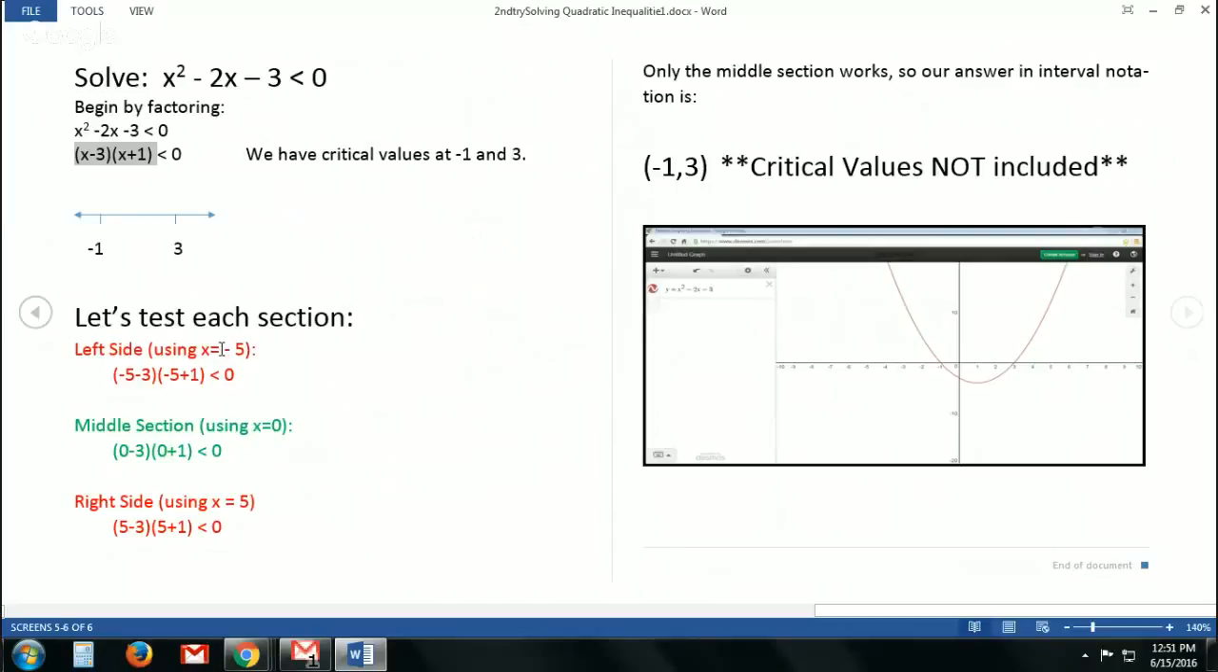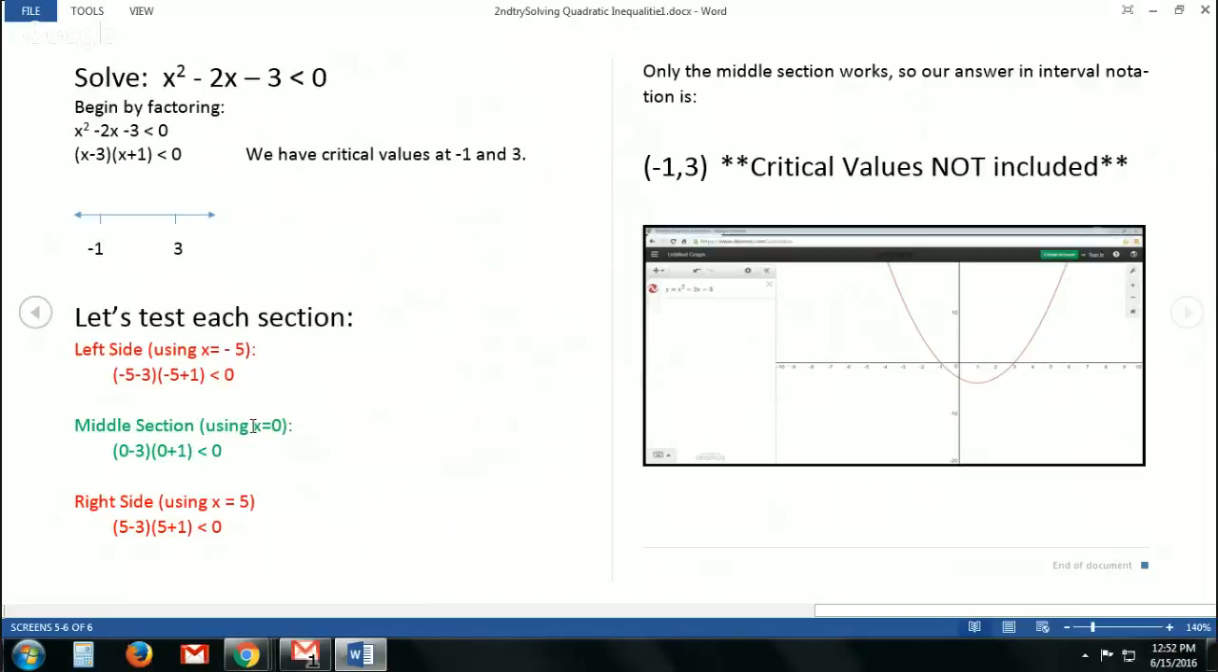So now for the left-hand side, we're going to let x be -5. When I substitute into our factored form, -5 goes for each of these x's. Well, -5 minus 3, that's going to give me -8. -5 plus 1, that's going to give me -4. I don't care about the arithmetic there. I care that this was negative and this was negative. When you multiply two negatives, will they be less than 0? No. A negative times a negative makes a positive that's more than 0. So the left-hand side fails to work. Notice that I've marked it in red so that we can remember that it failed to work.